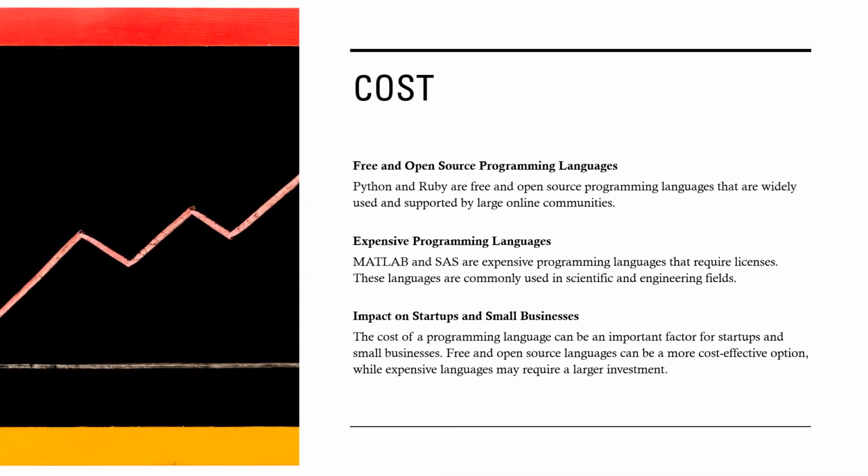Cost: free and open source programming languages. Python and Ruby are free and open source programming languages that are widely used and supported by large online communities. Expensive programming languages: MATLAB and SAS are expensive programming languages that require licenses. These languages are commonly used in scientific and engineering fields.